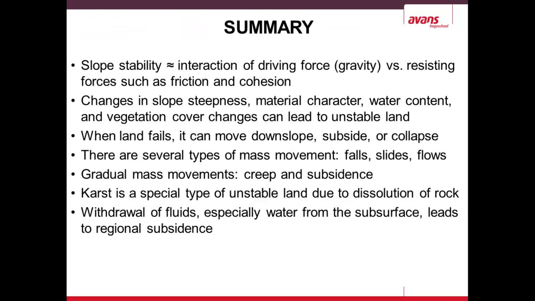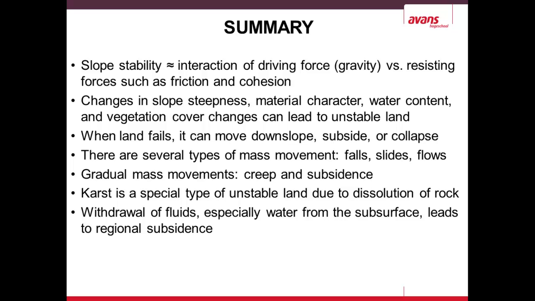So in summary, slope stability is approximately defined as the interaction of the driving force, which is gravity, versus the resisting force, such as friction and cohesion. Changes in slope steepness, material character, water content, and vegetation cover can lead to unstable land. When land fails, it can cause downslope movement, subsidence, or collapse. There are different types of mass movement. These include falls, slides, and flows. A gradual mass movement is creep and subsidence.